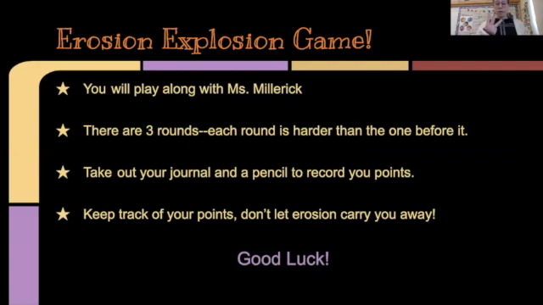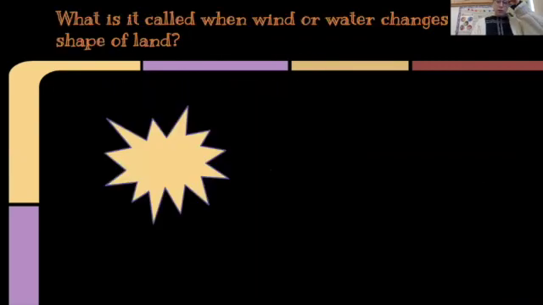Second, there are 3 rounds. Each round is harder than the one before it. Third, you will need to take out your science journal and a pencil because you are recording your own points. All right, and lastly, I want you to keep track of your points. Don't let erosion carry you away. Let's get started. So here is round 1. If you get any of these questions correct, you'll give yourself 1 point.